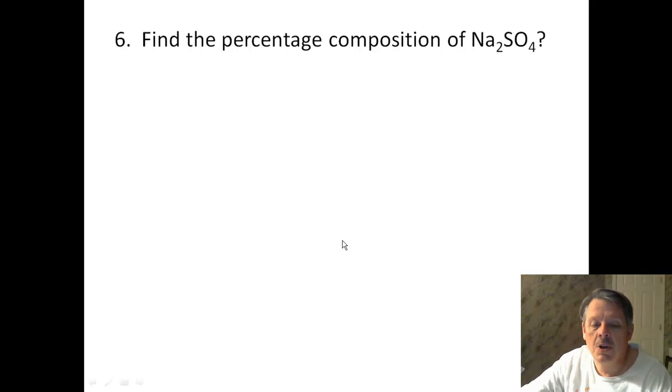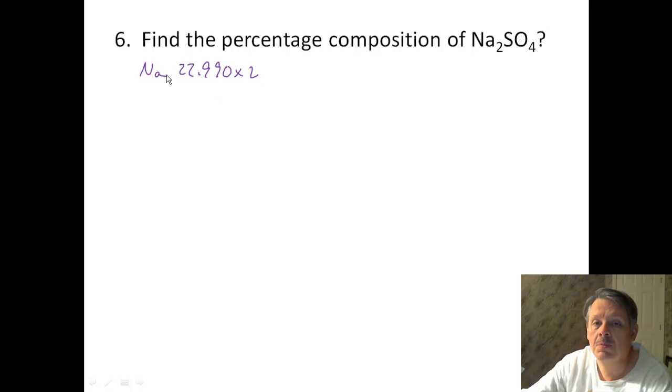Find the percent composition of Na₂SO₄. Well, I'm given all of the chemicals, so I have to figure them out. Na is 22.990, but there are 2 of them. Sulfur is 32.066, and there's 1 of them. And oxygen is 15.999, and there are 4 of them. Okay, so I go through this entire thing and add them all up, multiply them out.